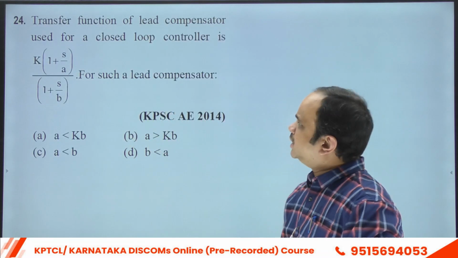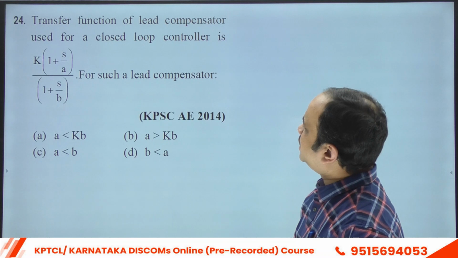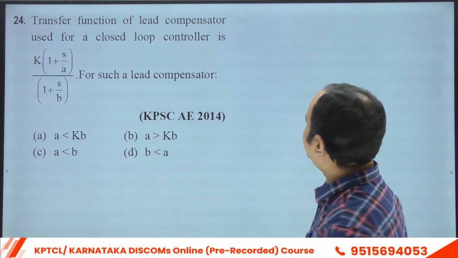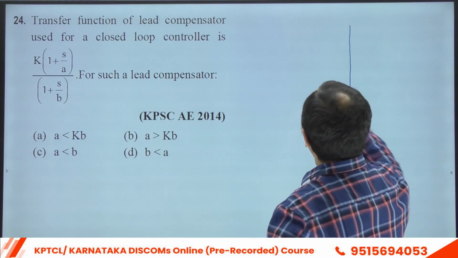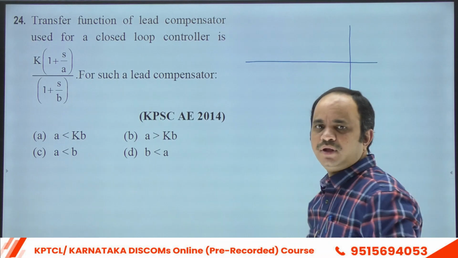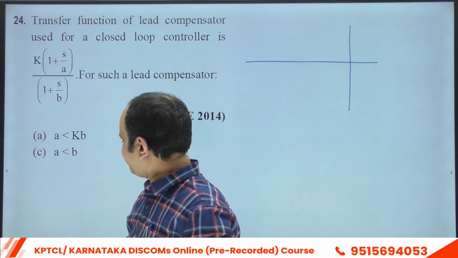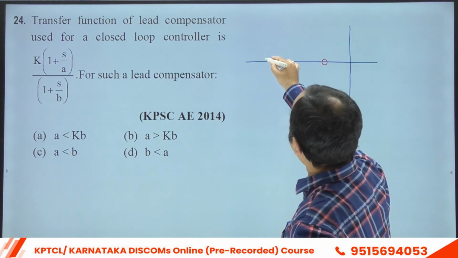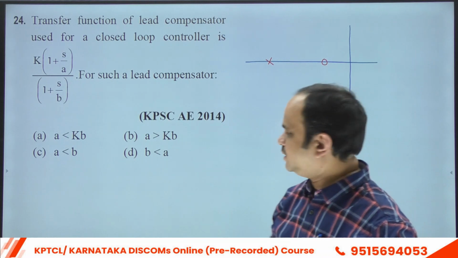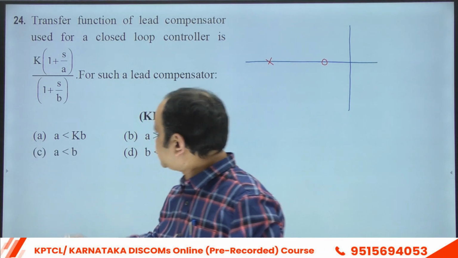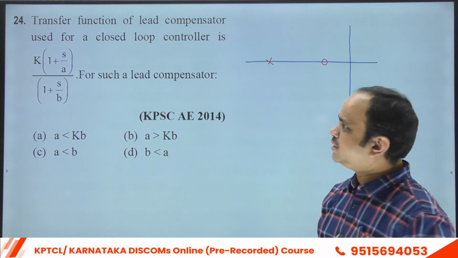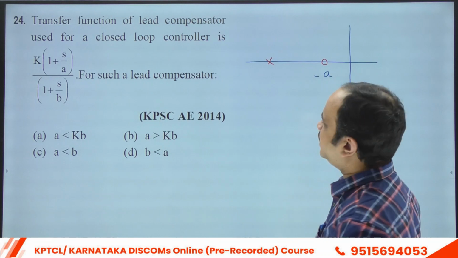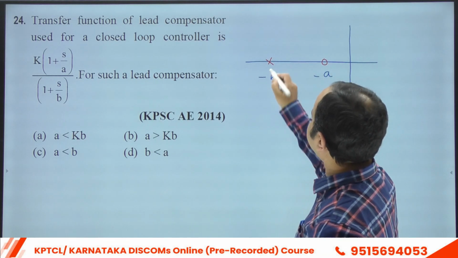Next one, some transfer function is given. If this transfer function is a lead compensator, then what is the condition? Basically, for a lead compensator, what is the basic requirement? The zero should be on the right-hand side, the pole should be on the left-hand side. But from this particular transfer function, where is the zero? The zero is at minus a. Where is the pole? Minus b.